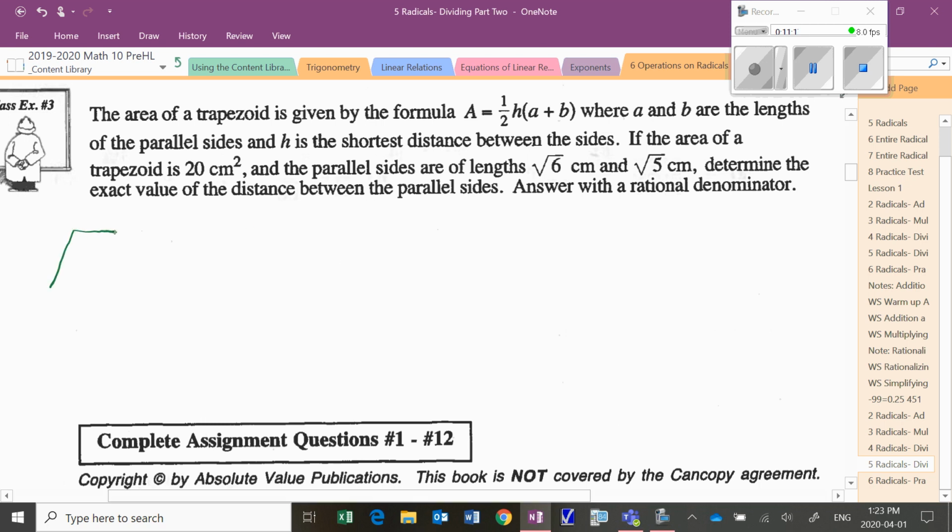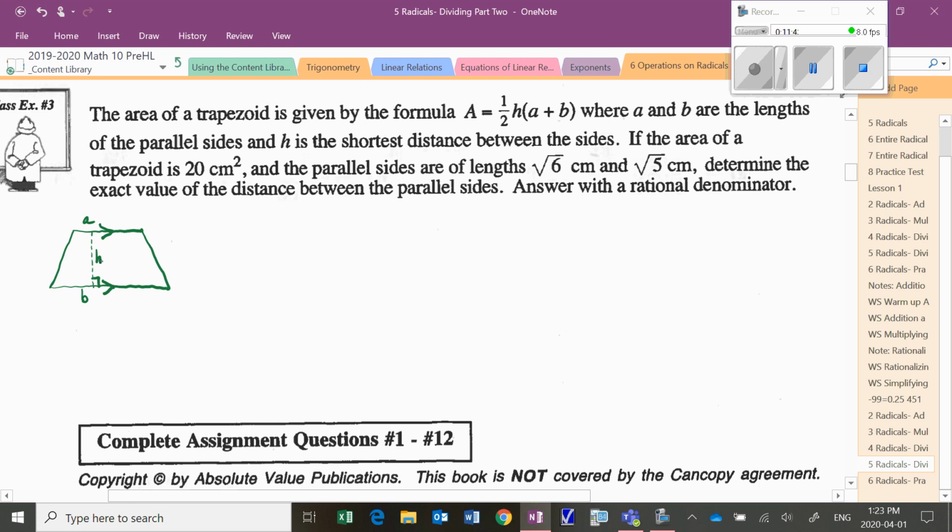A trapezoid essentially is any quadrilateral that has exactly one pair of parallel lines, and so that is what a and b are referring to right there, and the height is going to be perpendicular to those parallel sides, so that is our height right here.